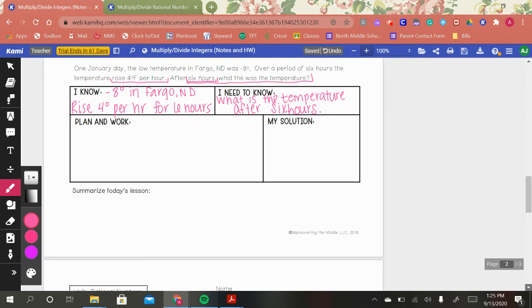Okay, so this is a multiplication problem because you have 2 parts, 6 hours and 4 degrees, and you do not have a whole. That's what we're trying to figure out right now. So we have positive 4 because we are rising, and we're going to multiply that by 6 hours. So 4 times 6, they have same signs. I know my answer is going to be positive, and 4 times 6 is 24.